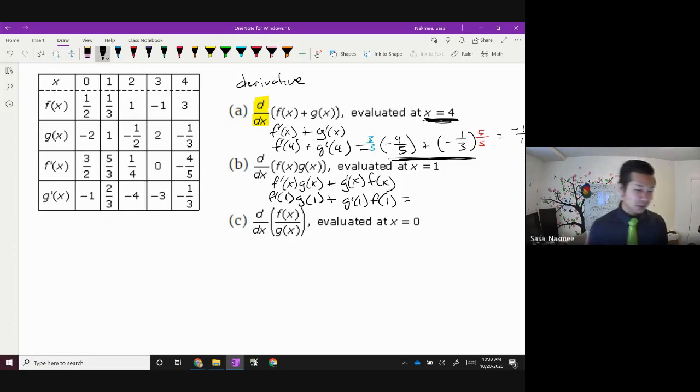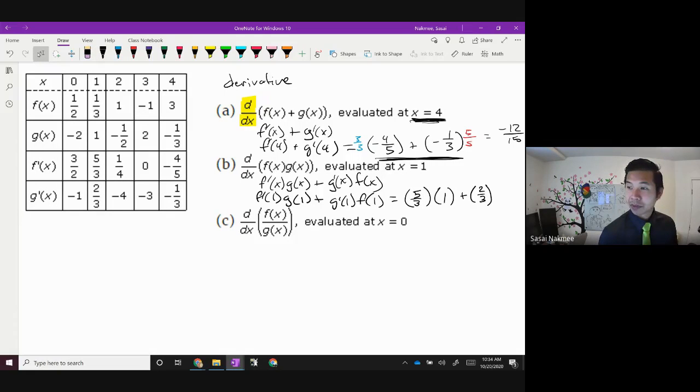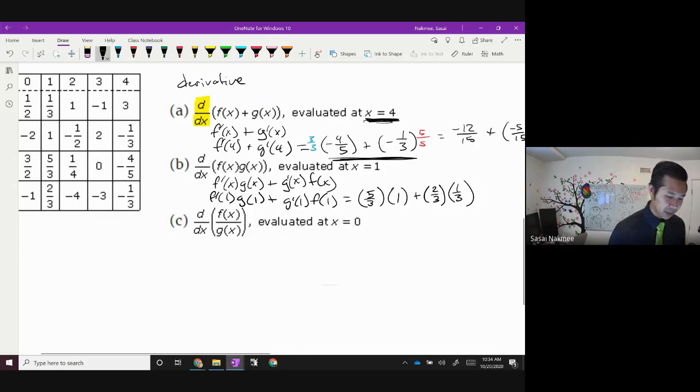Okay, which is going to come out to be the derivative of the first function evaluated at 1, which is a fraction, and that looks like it's 5 over 3. The g of x evaluated at 1 is just 1, right? Plus the derivative of this second function evaluated at 1 is a fraction, 2/3, times the first function evaluated at 1, and the first function evaluated at 1 is another fraction, so it's 1 over 3. So it'd be this guy right here, right?